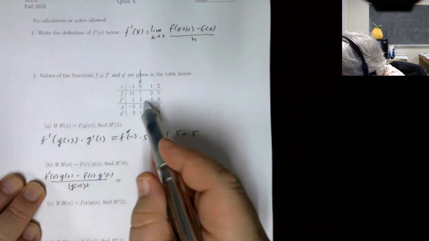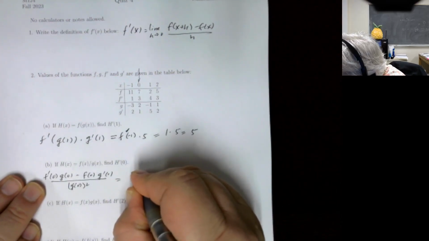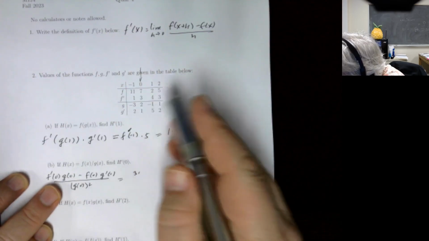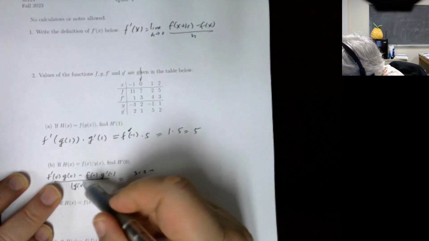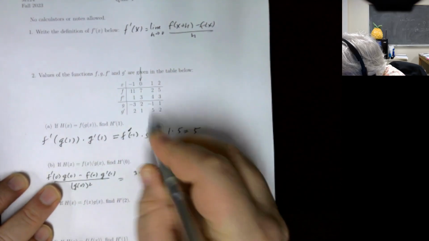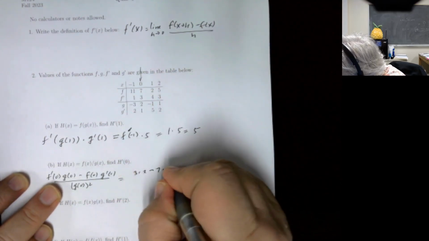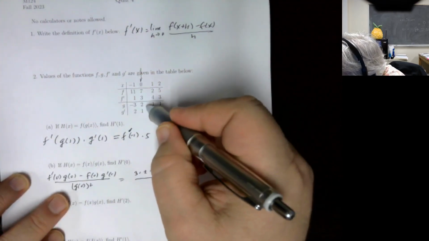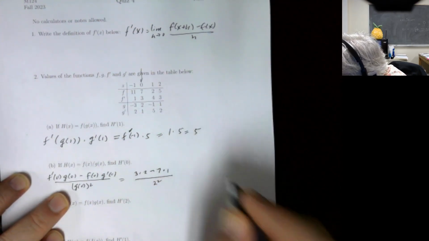f prime of 0 is 3. g of 0 is 2. Minus f of 0 is 7. g prime of 0 is 1. Divided by g of 0 squared, which is 2 squared. Okay.